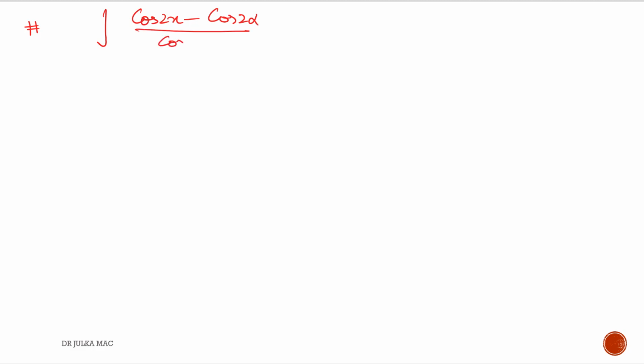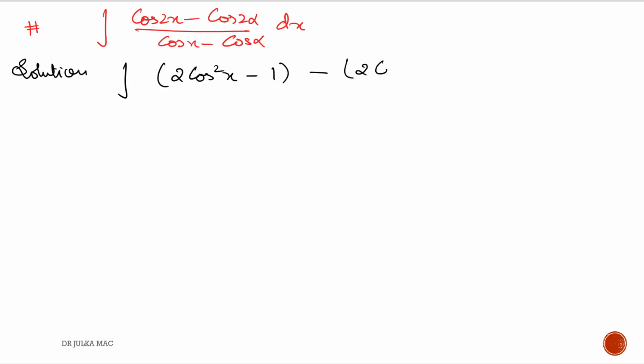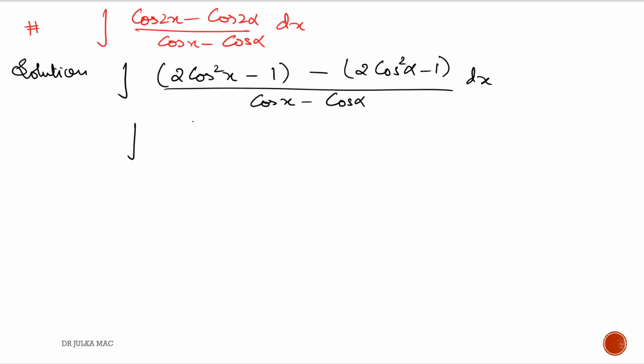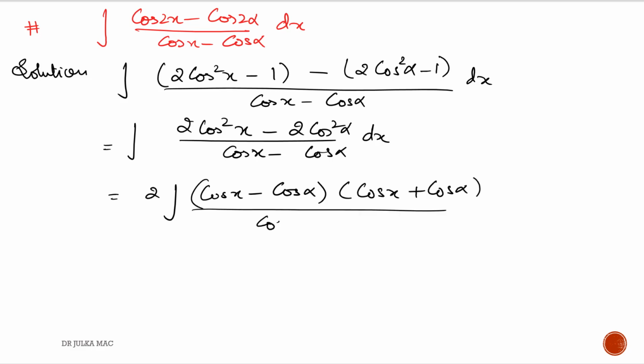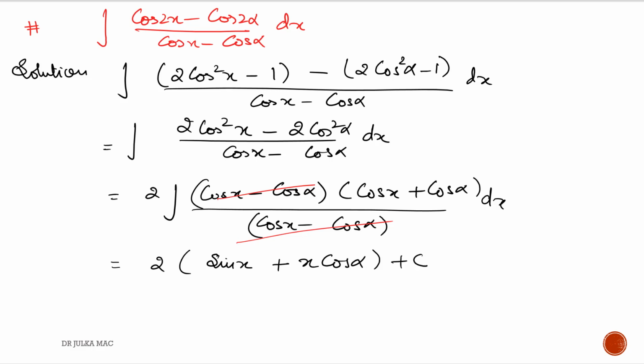Last example, integration of (cos 2x minus cos 2 alpha) divided by (cos x minus cos alpha) with respect to x. Cos 2x equals 2 cos square x minus 1. Similarly, cos 2 alpha is 2 cos square alpha minus 1, divided by cos x minus cos alpha. When we expand, we will get 2 cos square x minus 2 cos square alpha, because 1 cancelled by 1. Now we'll take 2 common, and the formula of a square minus b square is (a minus b) into (a plus b). So after simplification, we have 2 times (cos x plus cos alpha) with respect to x. Integration of cos x is sin x, and cos alpha is a constant, so the answer is x cos alpha plus c.